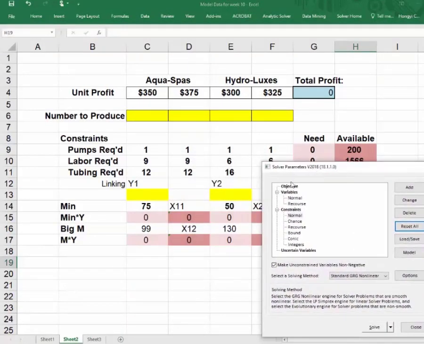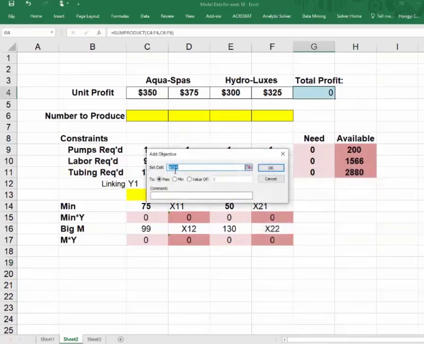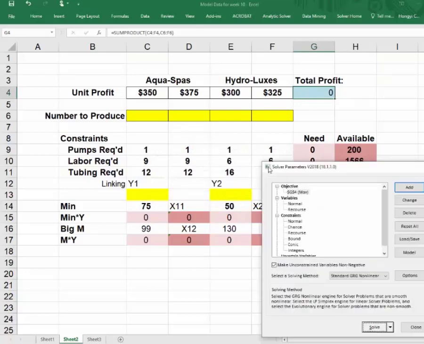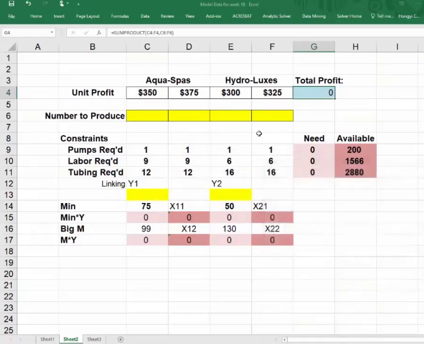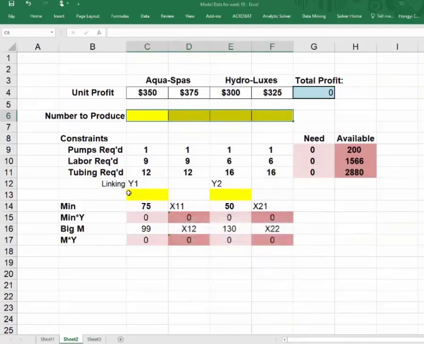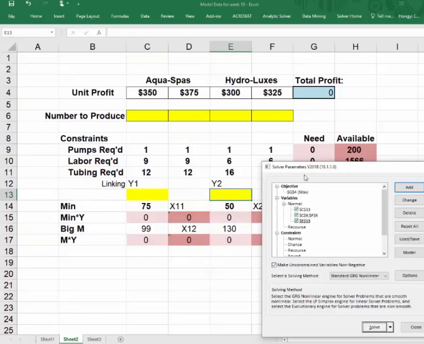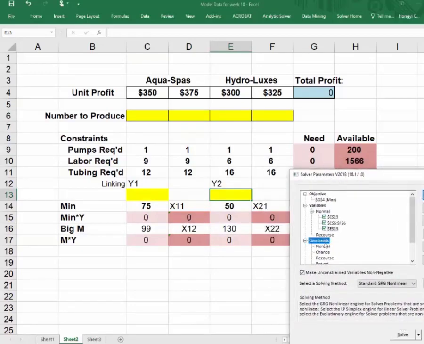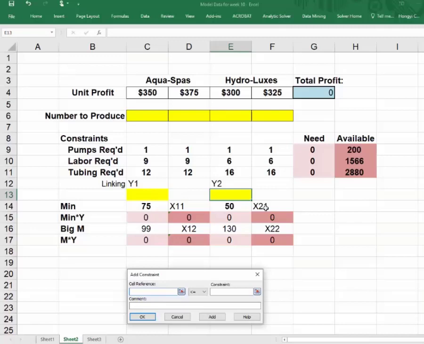Okay, now we go to the solver, and our objective function is this total profit, and we want to maximize it. The decision variables, we want to highlight our X. Okay, and don't forget the 2 Y's. So you see all those 3 appearing here, and we'll add the constraints. So the first group of constraints will be resources needed less than or equal to resources available. So this is one group.